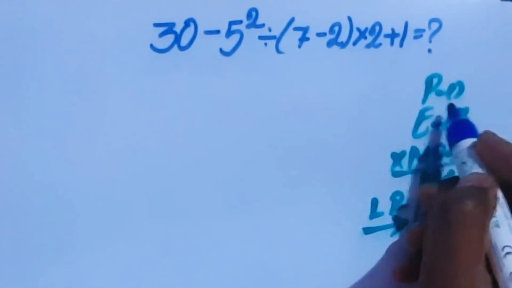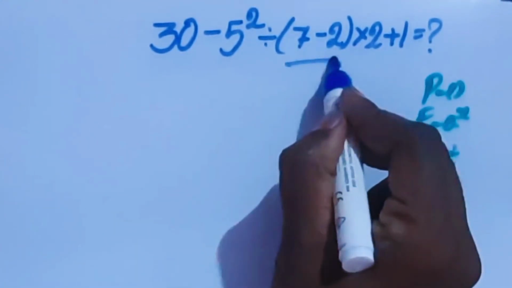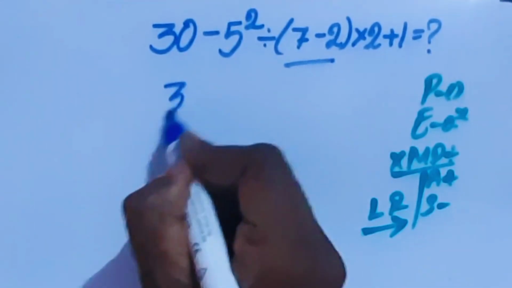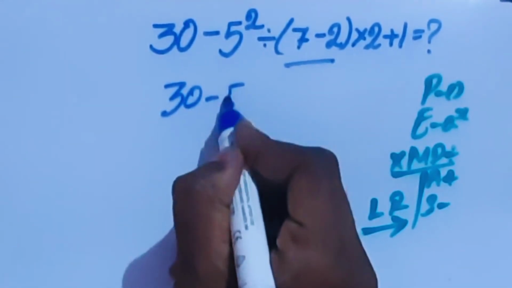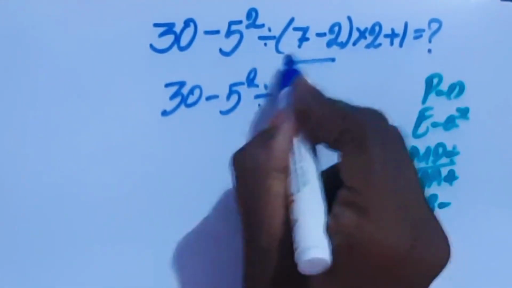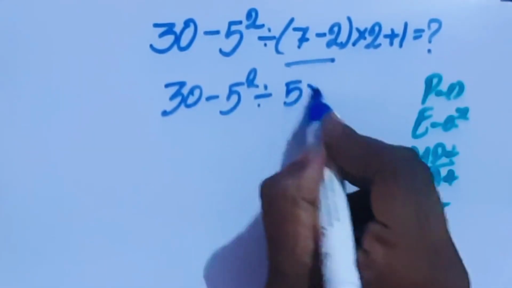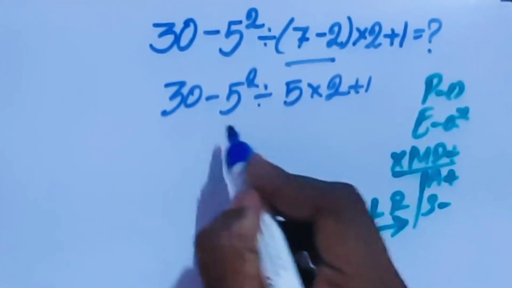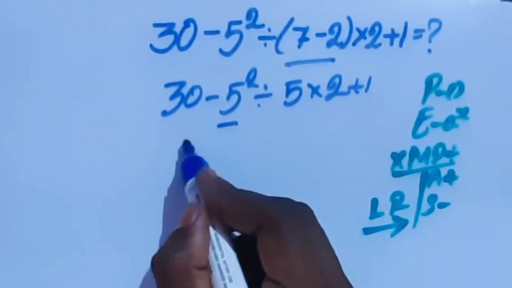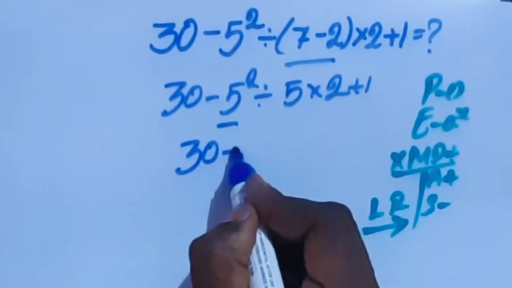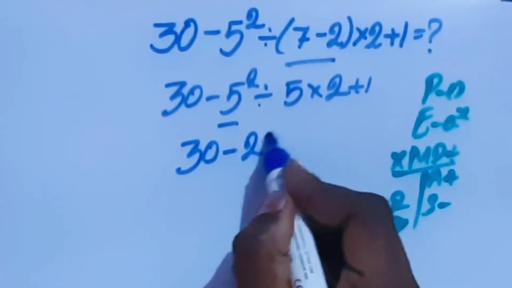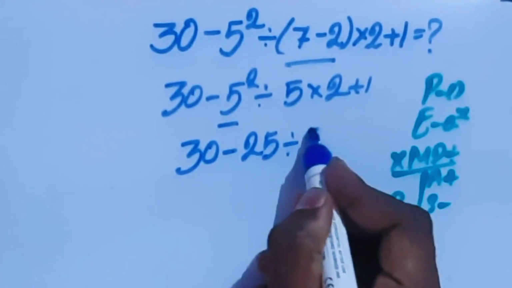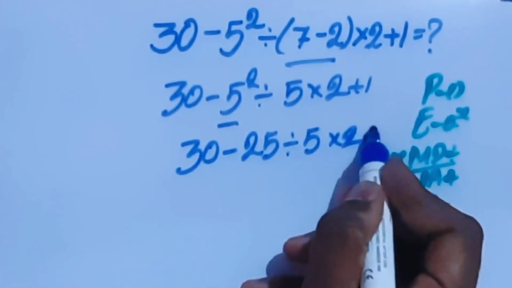Here as per this order of operations PEMDAS, the bracket is higher priority. So we have to do this bracket before any other operation. So 30 minus 5 square divided by 7 minus 2 is 5 times 2 plus 1. Here the next priority is exponent. Exponent is 5 to the power of 2. Here 30 minus 5 square is 25 divided by 5 times 2 plus 1.